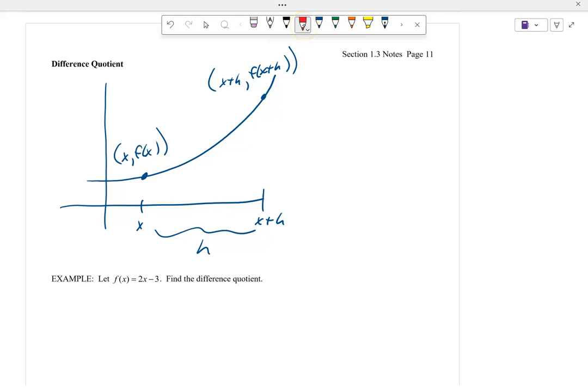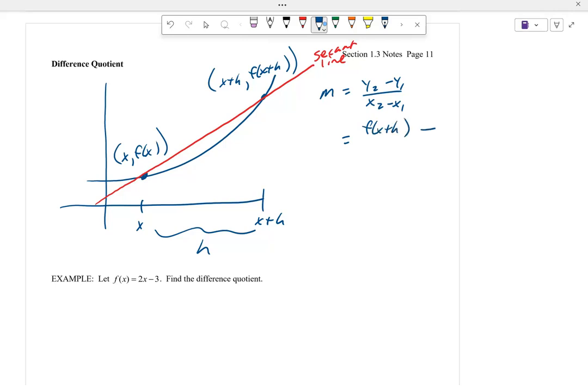Well, if I want to find the slope of the secant line that goes through those, right? So my secant line. Then I would use that slope formula. Remember the old slope formula is y2 minus y1 over x2 minus x1. Well, the y2 here is that f of x plus h, minus, right there, there's my y1, f of x.